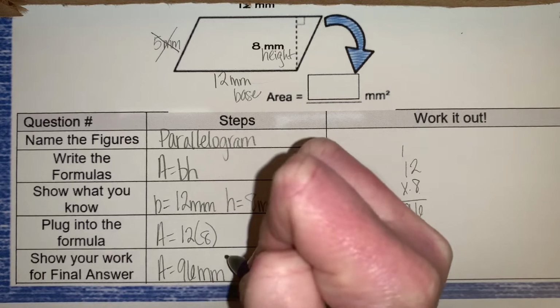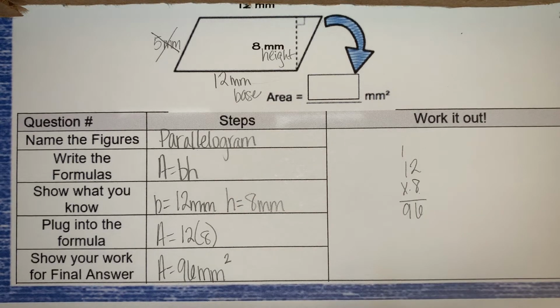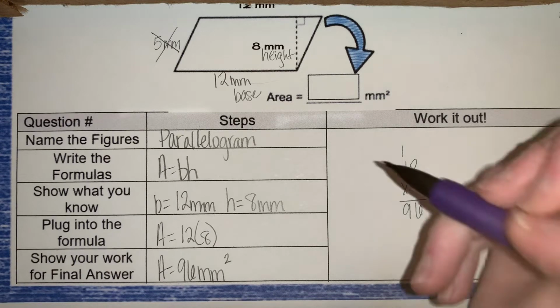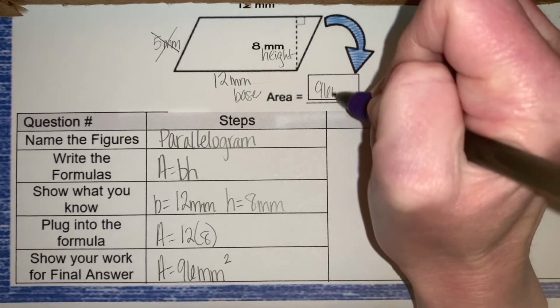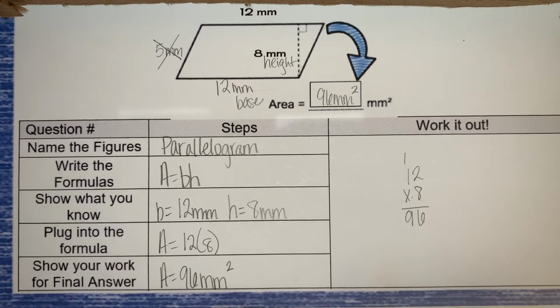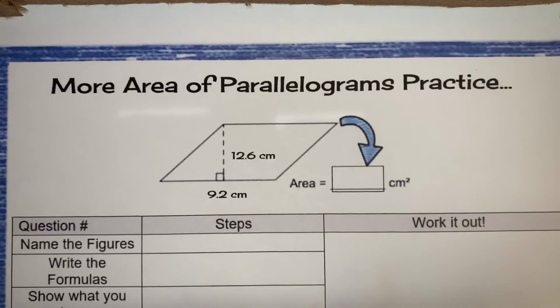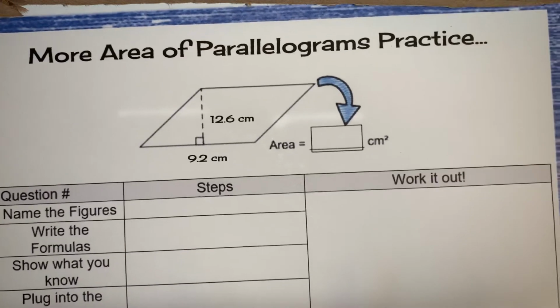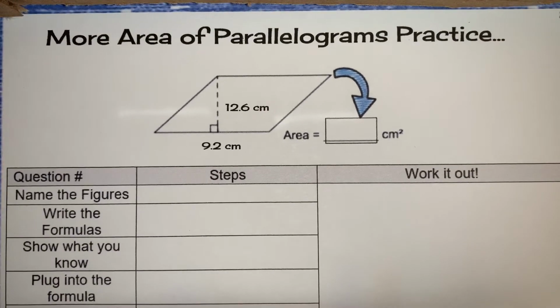So my final answer would be A equals 96 millimeters squared. So parallelograms and rectangles are very similar. They have the same formula to find the area. And here's another parallelogram just for more practice.